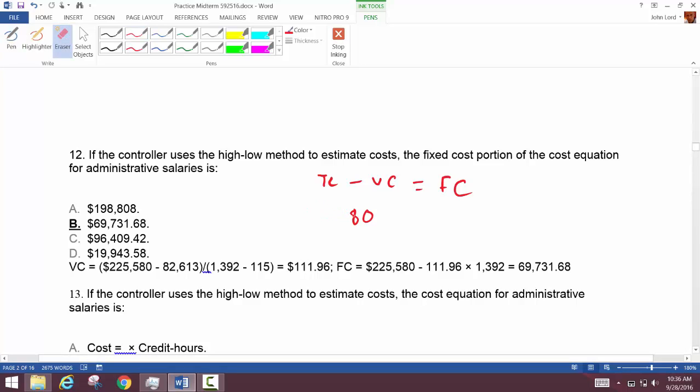Just hit that eraser, and then just erase it just like an eraser. You kind of rub it on there. Okay, and then 225,580. Good. Minus 111.96 is my variable cost per unit, and at the high level of activity, how many units did I have? 1392. Good. So you can go ahead and multiply that times the 1392 units, and does that give me the $69,731.68? Team?